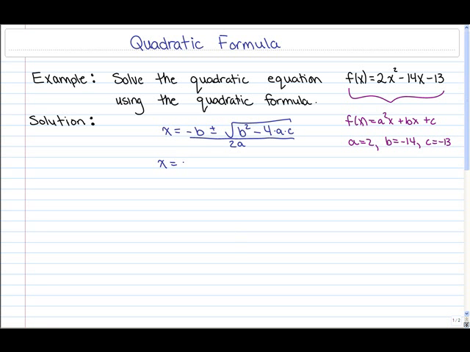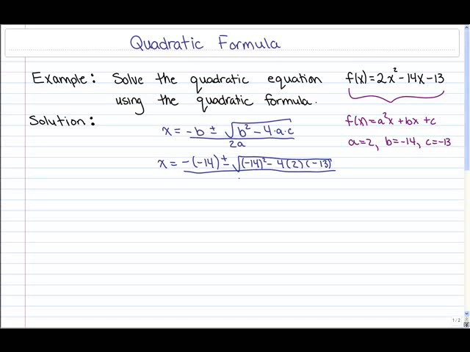So you're going to have negative b, where negative b is negative 14, plus minus a square root of b squared, which would be negative 14 squared, minus 4 times your value of a, which is 2, times your value of c, which is negative 13. Now all of this needs to be divided by 2 times a, where a in your case is 2.